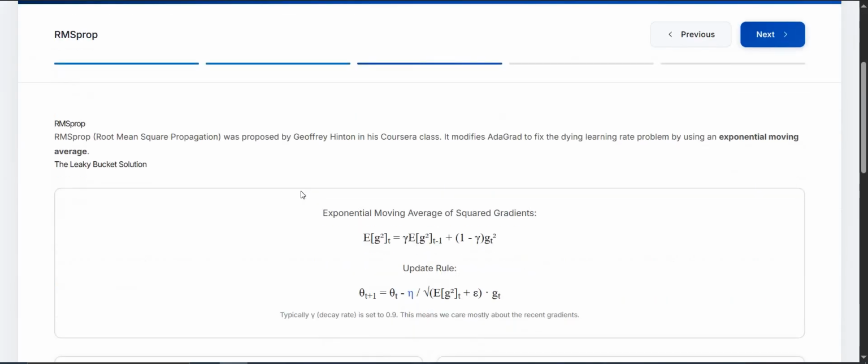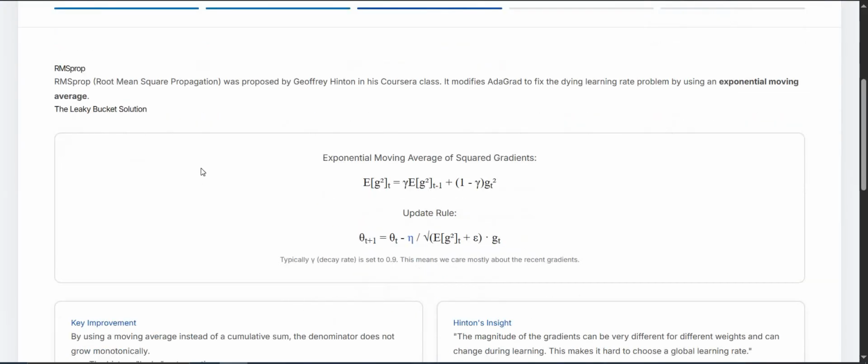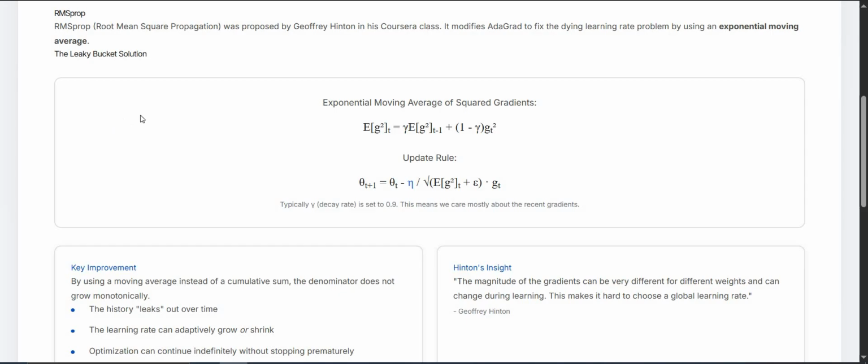And here, let's switch to RMSProp. This method was proposed by Geoffrey Hinton in one of his lectures, and RMSProp takes the original idea of AdaGrad but changes how the learning rate adjusts. Instead of summing squared gradients forever, RMSProp uses an exponential moving average. That means it remembers recent gradients strongly and older gradients fade away.